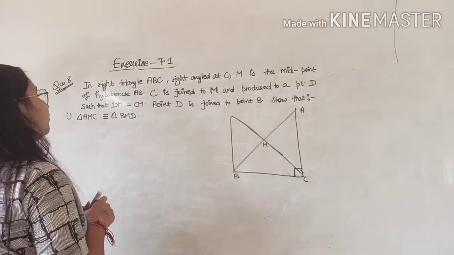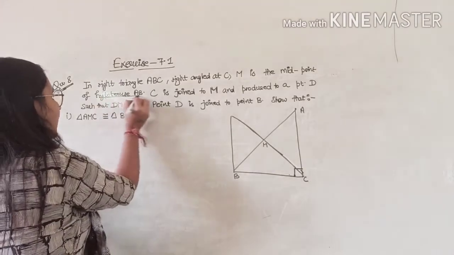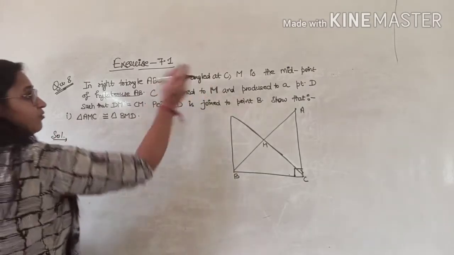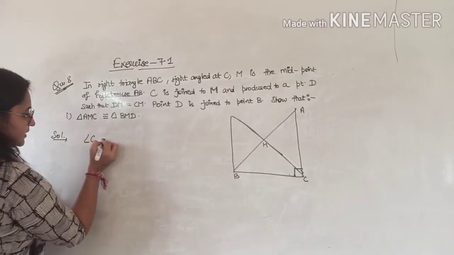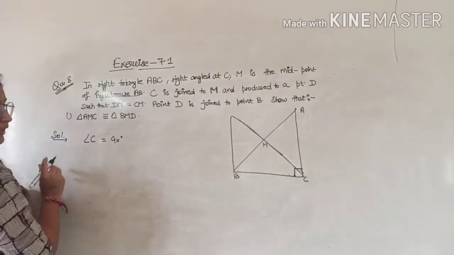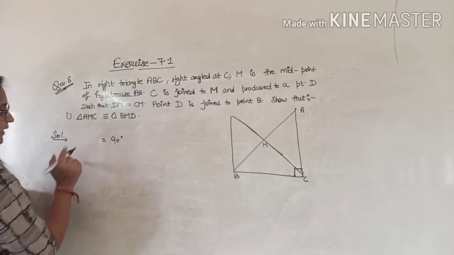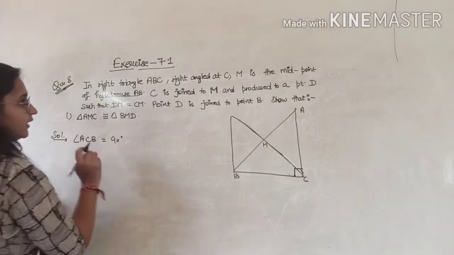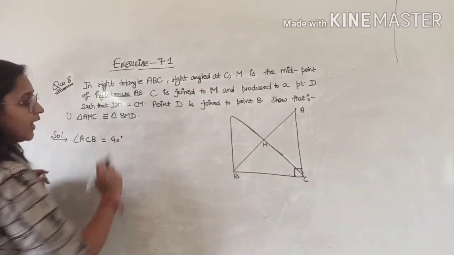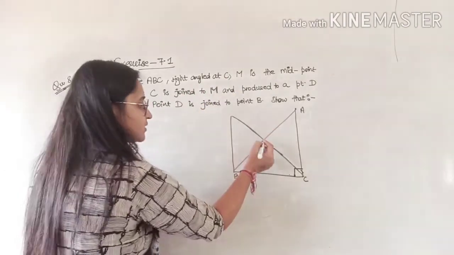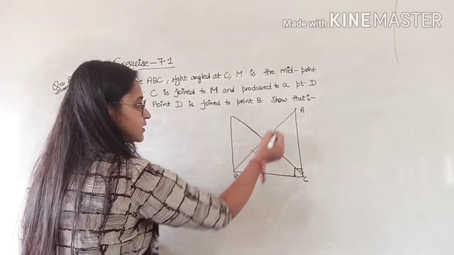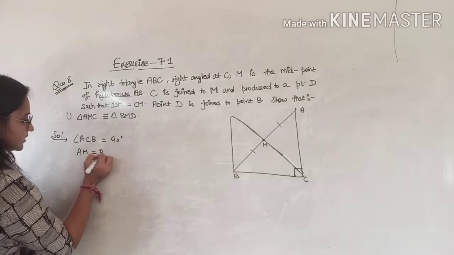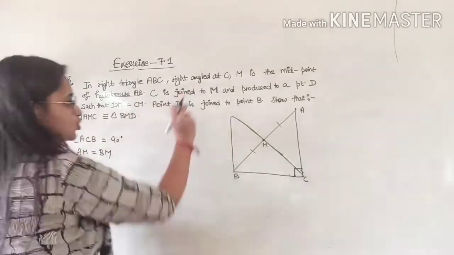Now M is the midpoint of hypotenuse AB. I am just writing what is given. First of all, right angle at C means angle C is equal to 90 degrees, or in place of angle C, I am writing ACB. This complete angle is 90 degrees. M is the midpoint of hypotenuse AB. Midpoint means this AM will be equal to BM. This is given.